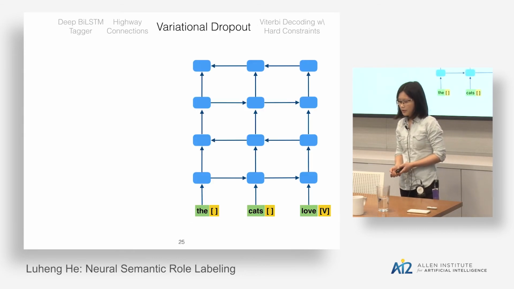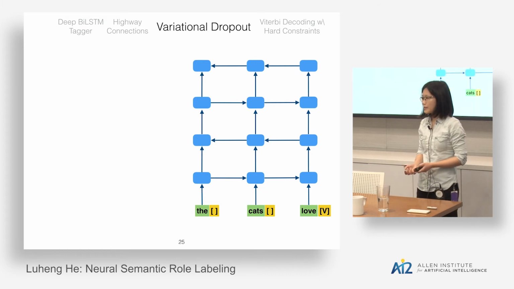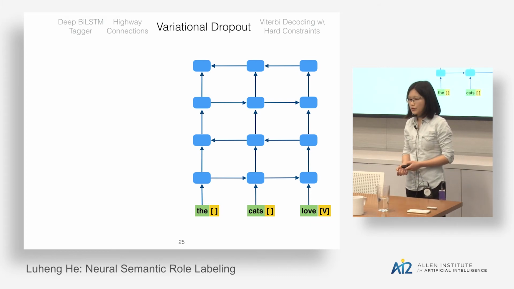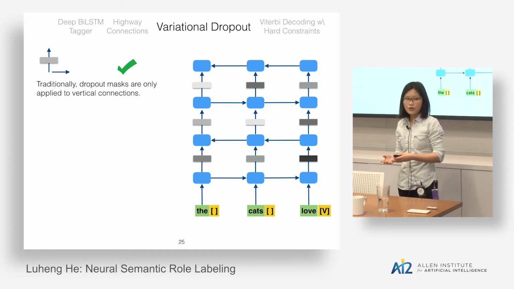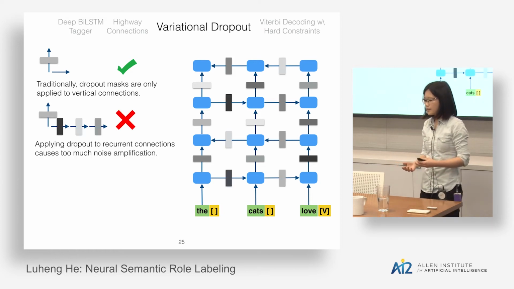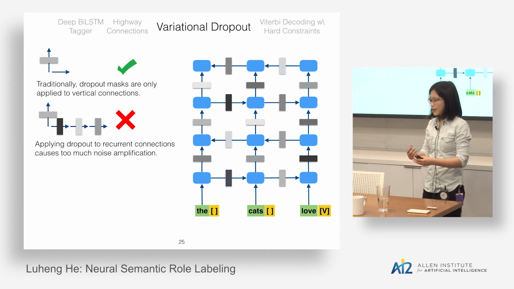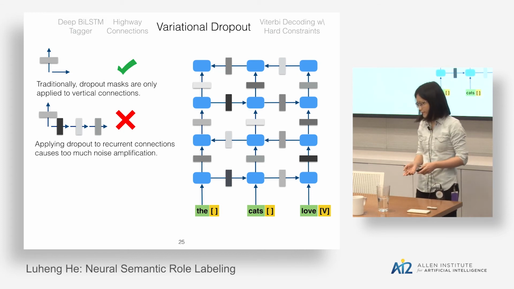Okay, so because the model is very expressive, we need to use dropout to reduce overfitting. And traditionally, dropout masks are only applied to vertical connections in a deep BiLSTM network. The reason is that if we apply dropout to recurrent connections, and the recurrent connections share the weight matrices across different time steps, if we apply different dropout masks over and over again, there will be too much noise amplification. The information will be lost across time.